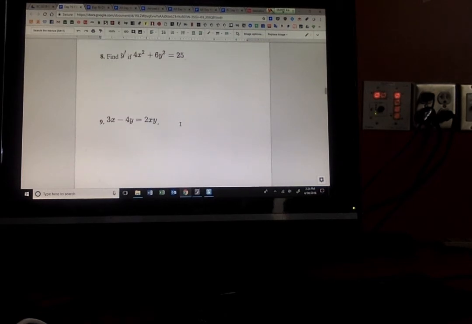Copy number 8 now. Do you observe in this problem x and y are together on the same side? Has that ever been the case? No, right? Usually y is on the left, x is on the right. So you're learning something new called implicit. Please write this down. It's called implicit differentiation. If you understood the chain rule, you will be fine.